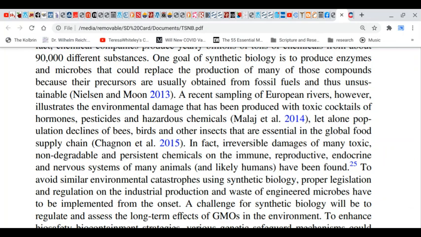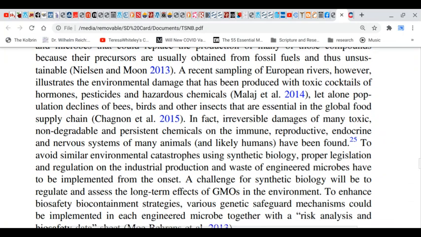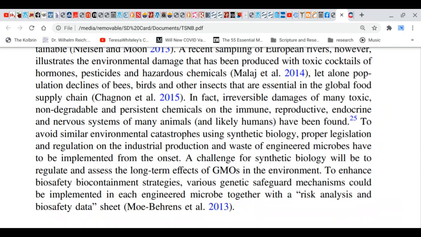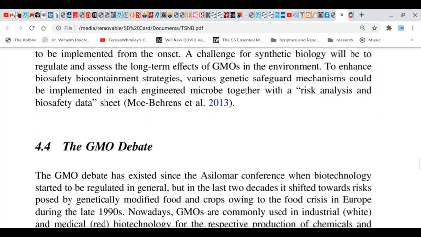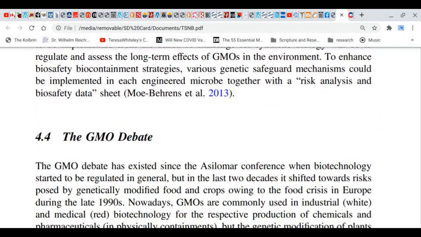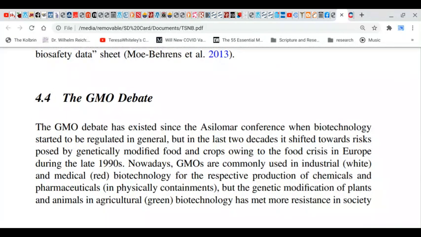To avoid similar environmental catastrophes using synthetic biology, proper legislation and regulation of the industrial production and waste of engineered microbes might have to be implemented from the onset. A challenge for synthetic biology will be to regulate and assess the long term effects of GMOs in the environment. To enhance biosafety, biocontainment strategies, various genetic safeguards and mechanisms could be implemented in each engineered microbe together with a risk analysis and biosafety data sheet.